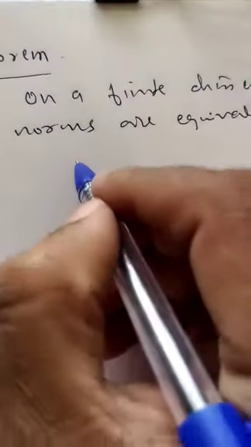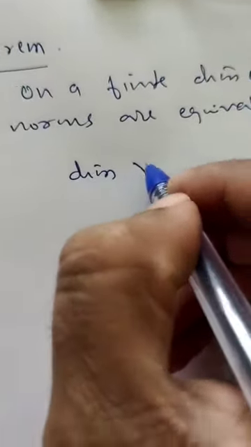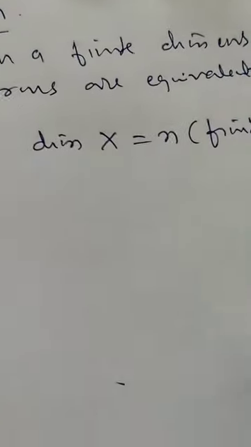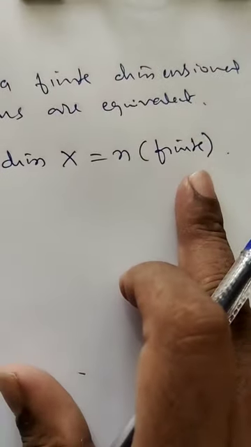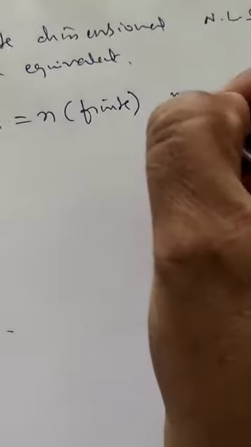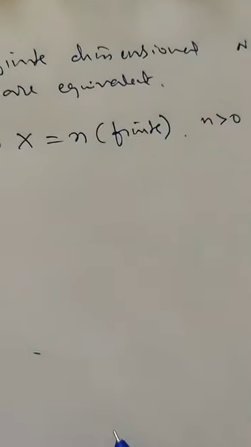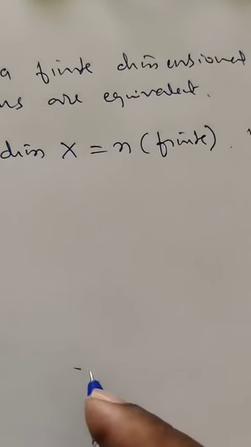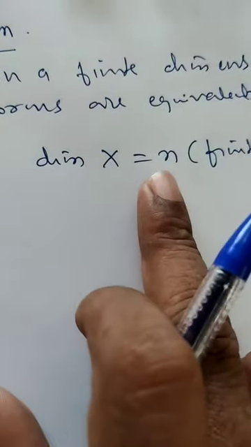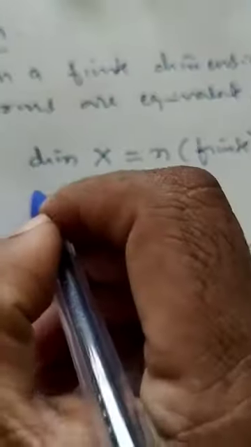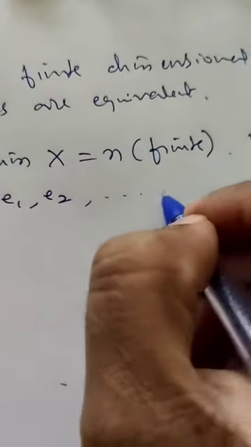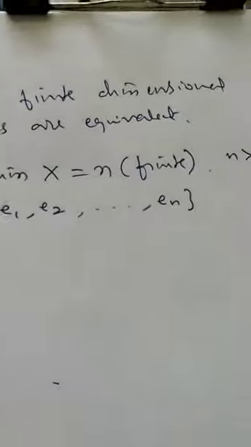Let's take this. Suppose X is of finite dimension, say n, which is finite. Finite dimension means it has a finite number of basis elements. Since we have fixed the dimension of X to be n, there are n basis elements. Say you take e1, e2, up to en to be a basis for X.